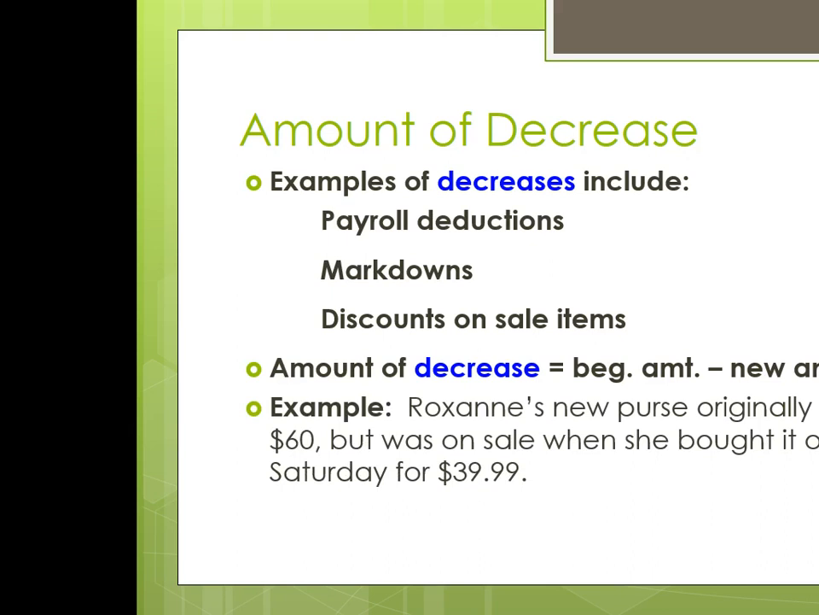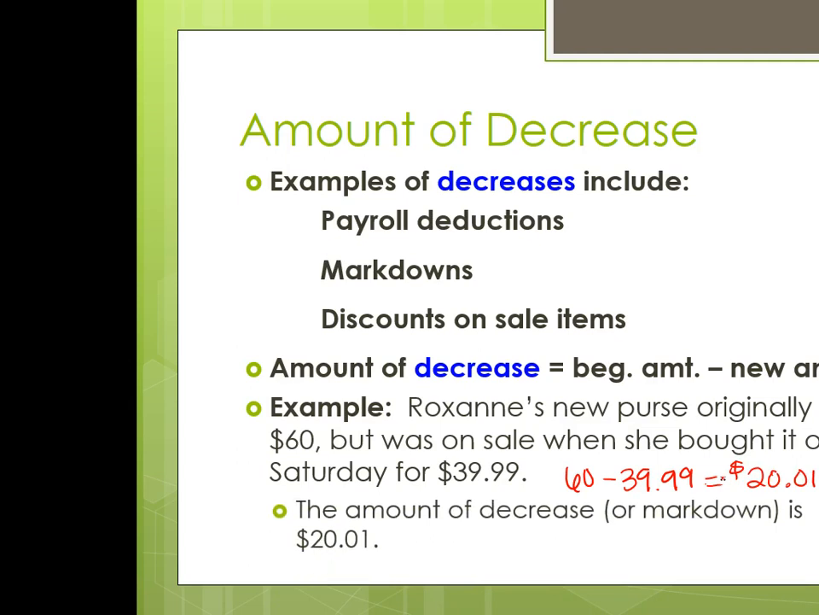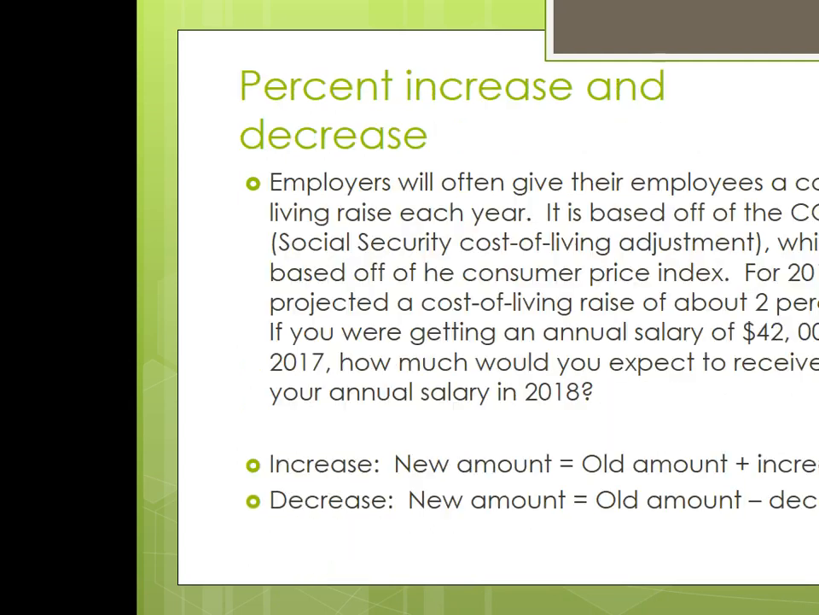So Roxanne's new purse originally cost $60, but lucky for Roxanne, it was on sale when she bought it for $39.99. So to figure out how much it decreased, you just take the original cost minus the new cost, and that gives you $20.01. So that's the amount of decrease.